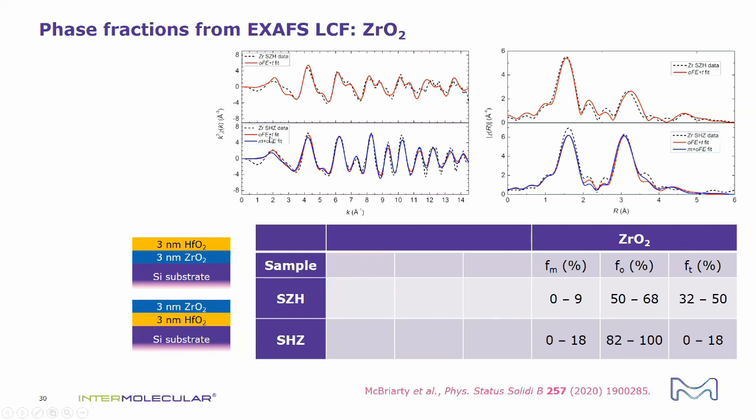We had 2 pretty good fits for zirconium in the SHZ stack. If we propagate the results from these 2 fits, as well as with some assumed error, then we can end up with these phase fraction ranges here for zirconium oxide. And we can see that they're fairly tight. I mean, we're typically plus or minus 9% at best, but it's not too bad. We can see a significant difference between the sample SZH with zirconium in the middle versus zirconium on top of the stack. When the zirconium is on top of the stack, we end up with a much higher orthorhombic phase fraction. So we might suspect that this sample would have better ferroelectric performance.